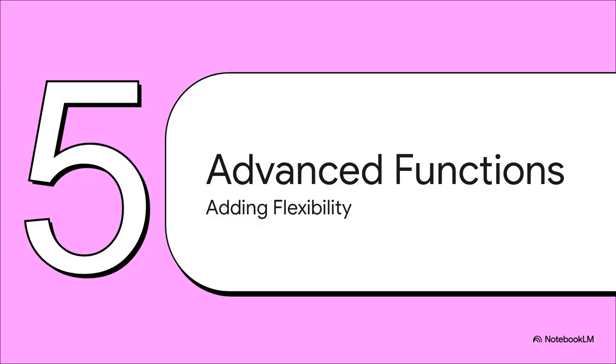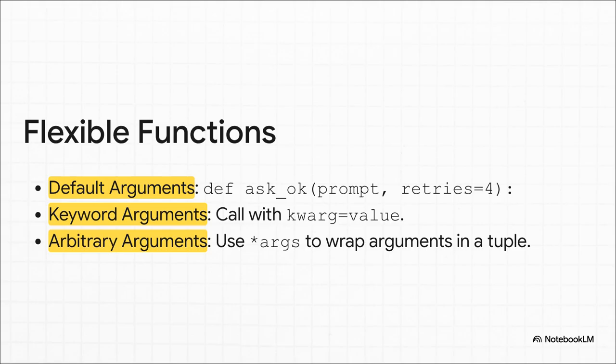Now, beyond those basics, Python gives us some really cool ways to make our functions even more flexible and powerful. Here's just a quick taste of 3 of them. You can give arguments default values, which makes them optional when you call the function. You can also use keyword arguments, where you call them by name, which can make your code way more readable. And for the ultimate in flexibility, there's even special syntax that lets you build functions that can accept any number of arguments you throw at them.